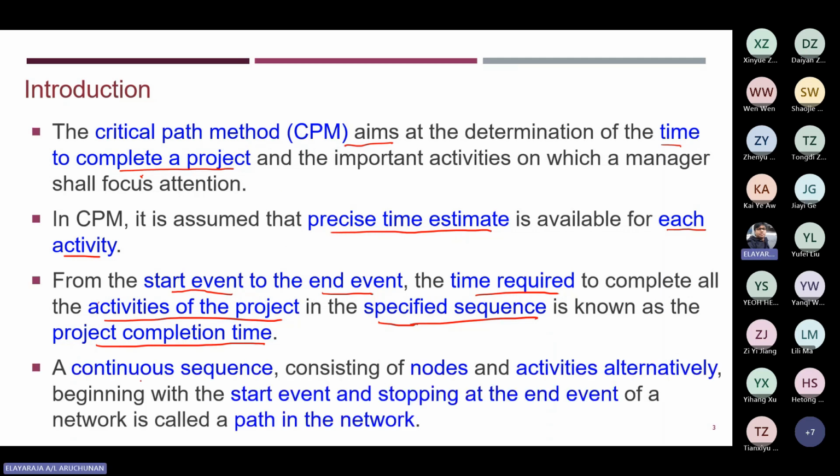A continuous sequence that consists of nodes and activities alternately, beginning with the start event and stopping at the end event of the network, is called a path in the network. This is the definition of a path in the network. So you should understand the difference between the project completion time and a path in the network.